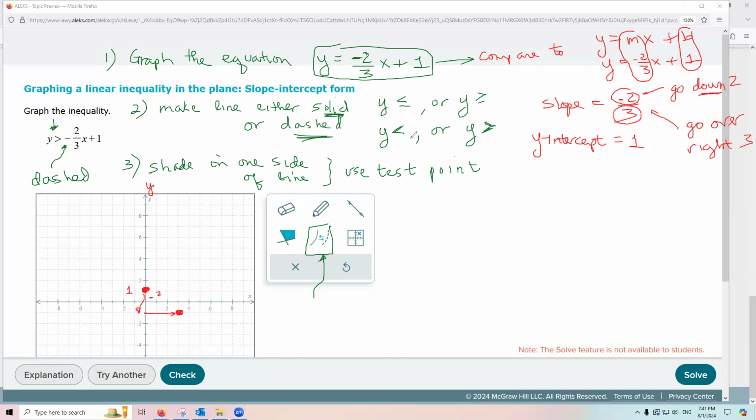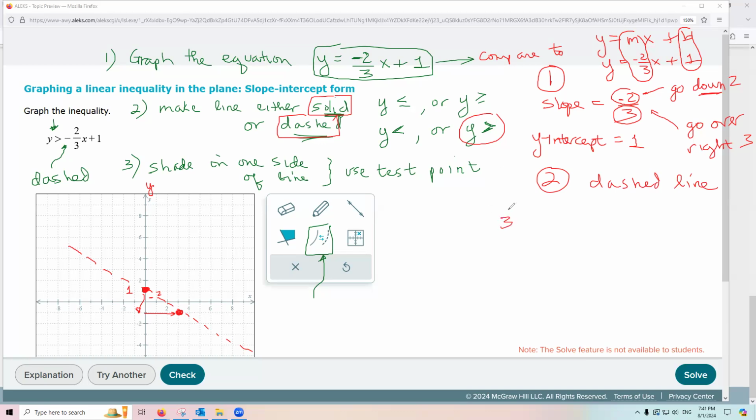Let me go to step 2. Should we make the line solid or dashed? Well, we said if you have a greater than symbol, like we do, you should make the line dashed. So I'm going to make this a dashed line. I'll actually do this in a second. All right, there's our dashed line. So this was step 1, graphing a line. In step 2, we had to use a dashed line because our inequality had the greater than symbol in it.